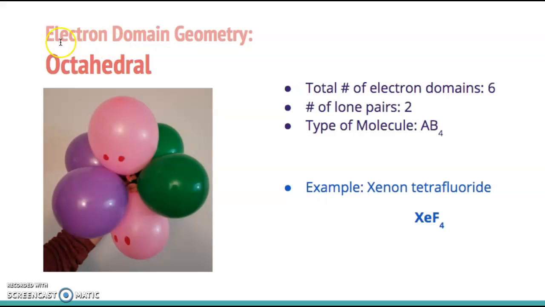And then our next one, which is also octahedral, but it differs because of the number of lone pairs. Since it's octahedral, we still have 6 electron domains here, 5, 6. 2 of these are lone pairs. Since there's 4 bonded locations, represented by the purple and the green here, it's an AB4 molecule, and an example would be xenon tetrafluoride. So we would have xenon in the middle, 4 fluorines around it, and 2 lone pairs of electrons.